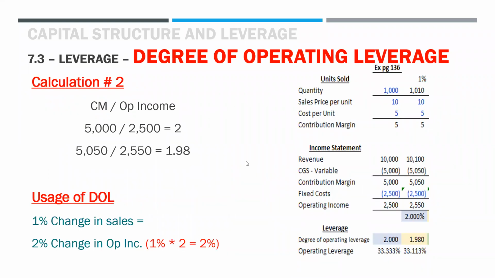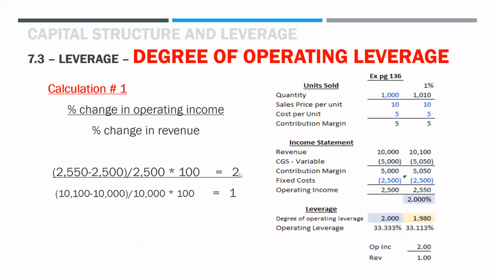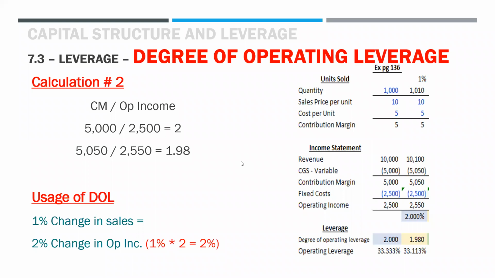Second calculation uses contribution margin. The contribution margin divided by total operating income. Very close to what we saw before. It was 2 versus 1.98 rounded up to 2. So degree of operating leverage, pretty close, actually, depending on what methods you use.